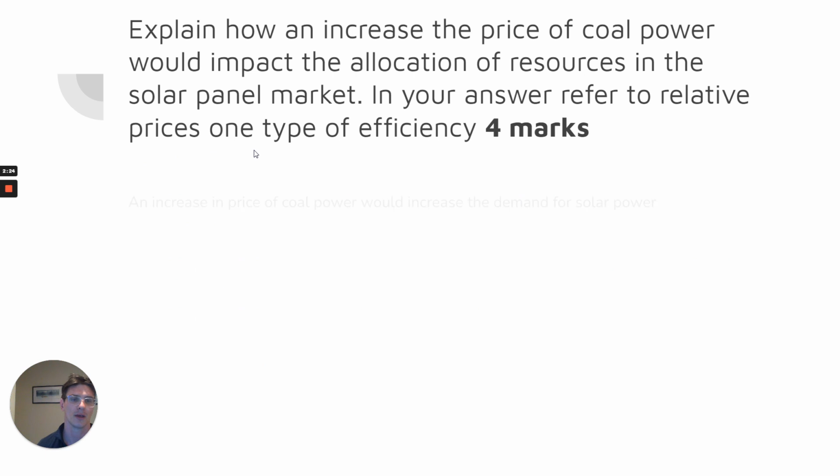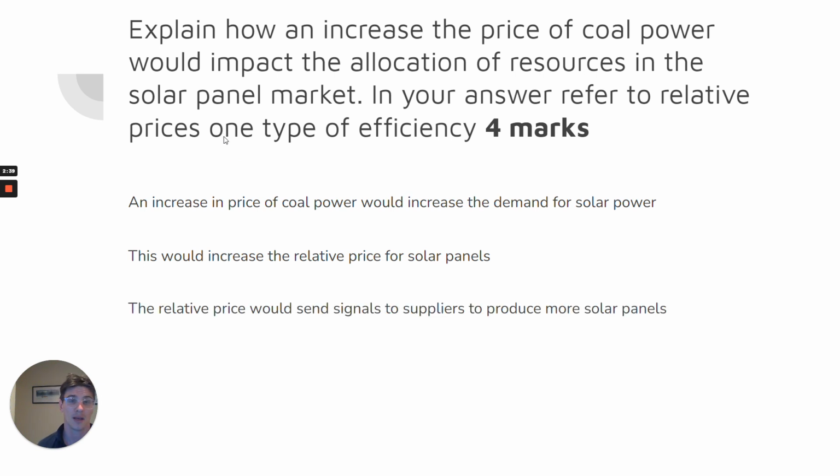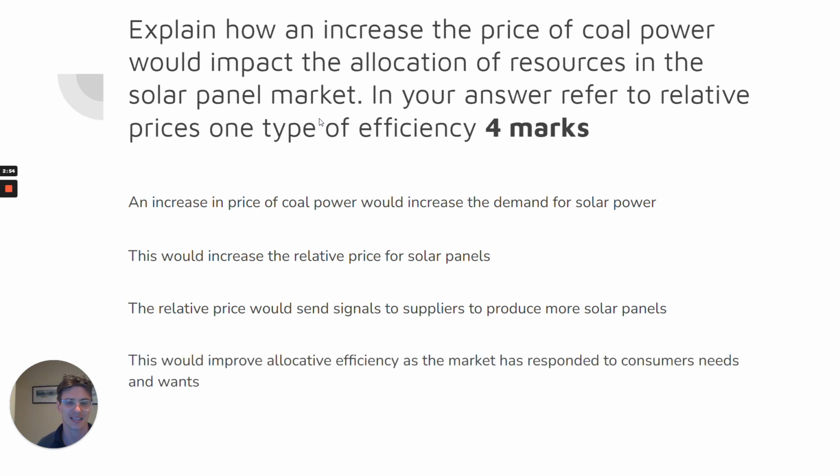Okay, so the first sentence here is an increase in the price of coal power would increase the demand for solar power. Okay, that's that change in the price of a substitute. The second is that this would increase the relative price of solar panels. If the relative price of solar panels increases, then that sends signals to produce more solar panels. So it sends a signal to suppliers, hey, there is a need for solar panels, so you should actually produce more. And finally, we're going to say that this will improve allocative efficiency as the market has responded to consumers' needs. Okay, this is a great structure, but we can definitely improve this answer.